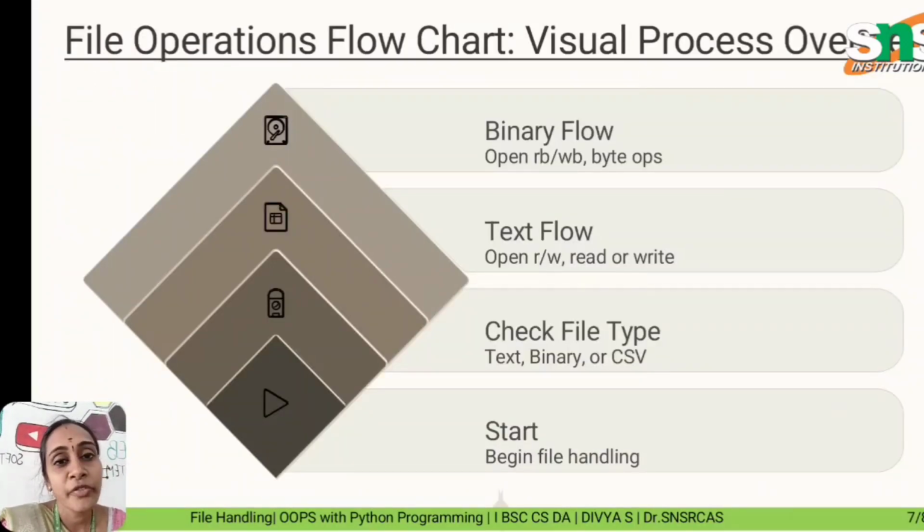So, file operation flow chart. Here the binary flow: open binary files for reading, rb or wb, and bytes. And next we go with the text flow, which is opening files in reading or writing mode. Then check the file type, that is whether it is a text file, binary or CSV. We then start with the file handling here.